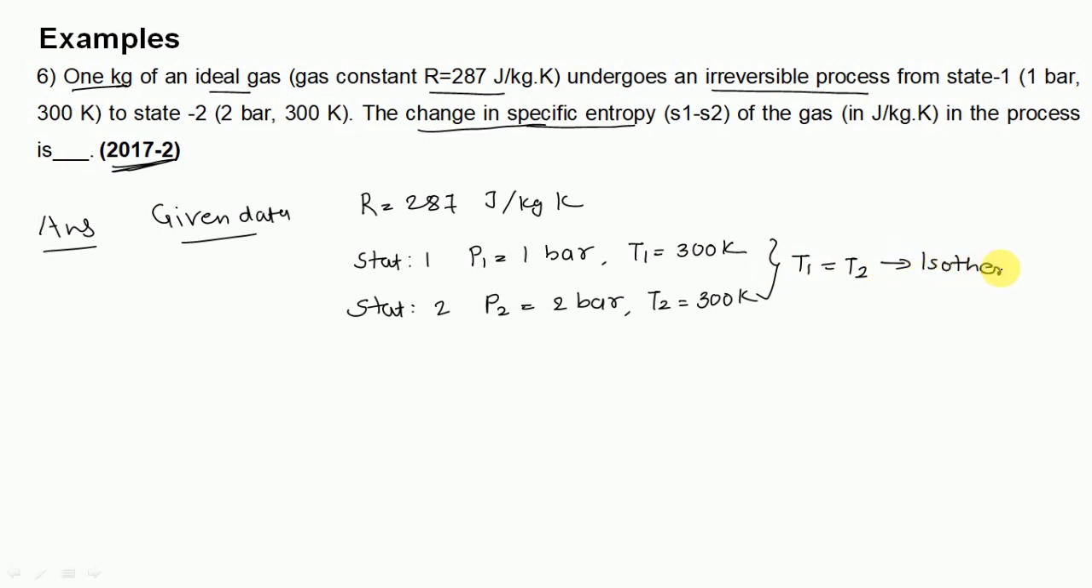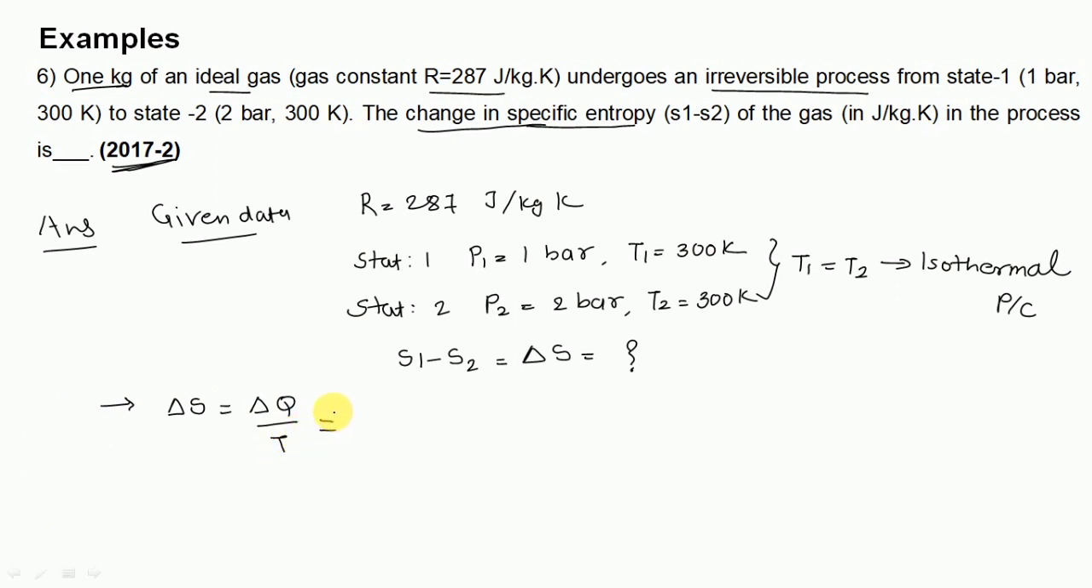Okay, and it is an irreversible process. So irreversible isothermal process. And we need to find over here S1 minus S2, the delta S value. Okay, so this is a very simple example. We already know these things. We know the equation for delta S. Delta S is equal to delta Q upon T, change in heat upon temperature.